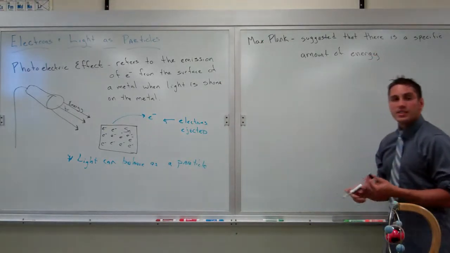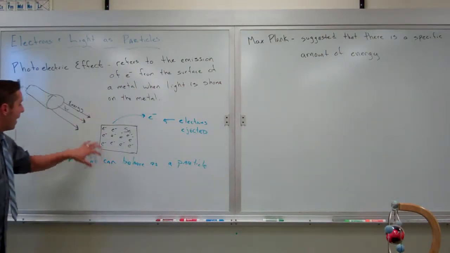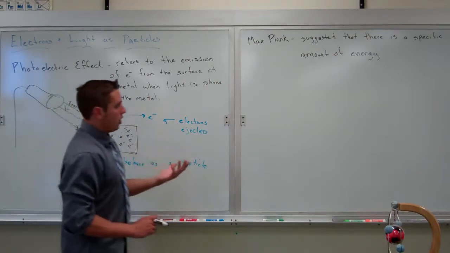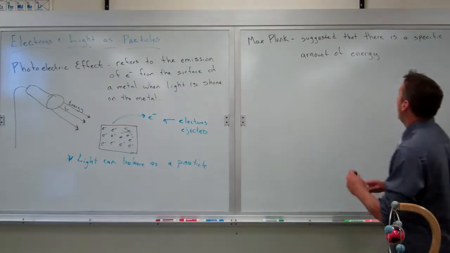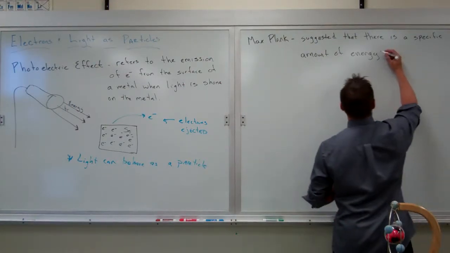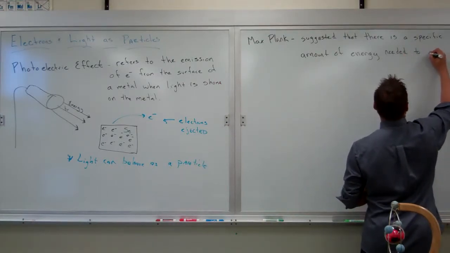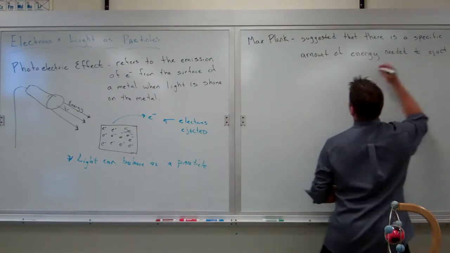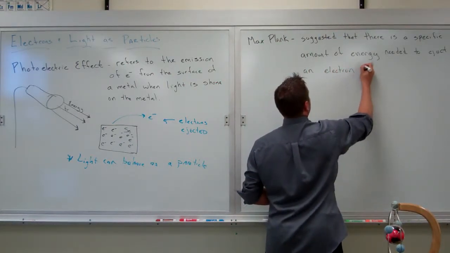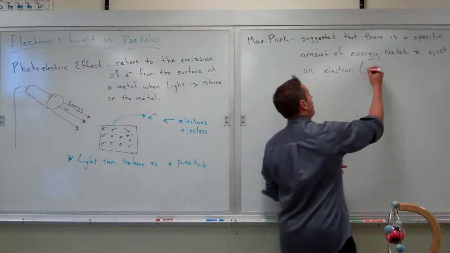Max Planck suggested there was a specific amount of energy needed to eject an electron, and if I meet that amount, the electron will be ejected. He gave that amount of energy a name. He called it a quantum of energy.